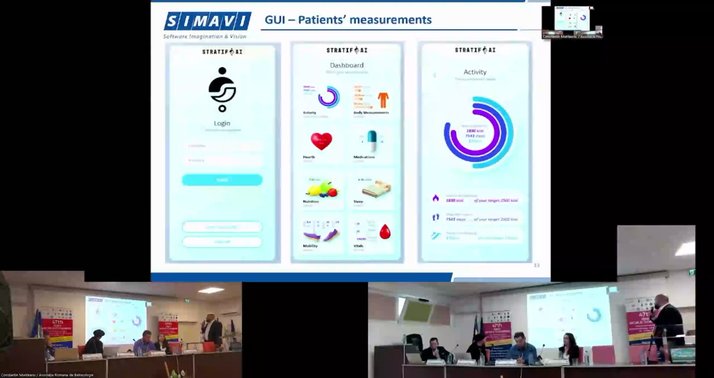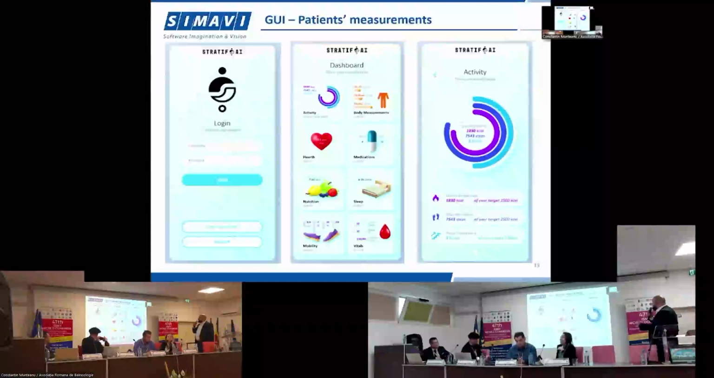This is the graphical user interface for patients' measurements. So this is the Stratify login screen where you can log in with your username and your password. And once you're logged in, you'll see a dashboard where you'll have your overall status. You'll have your calories, your steps. You'll also have a representation of the body for the body measurements, as you can see there.